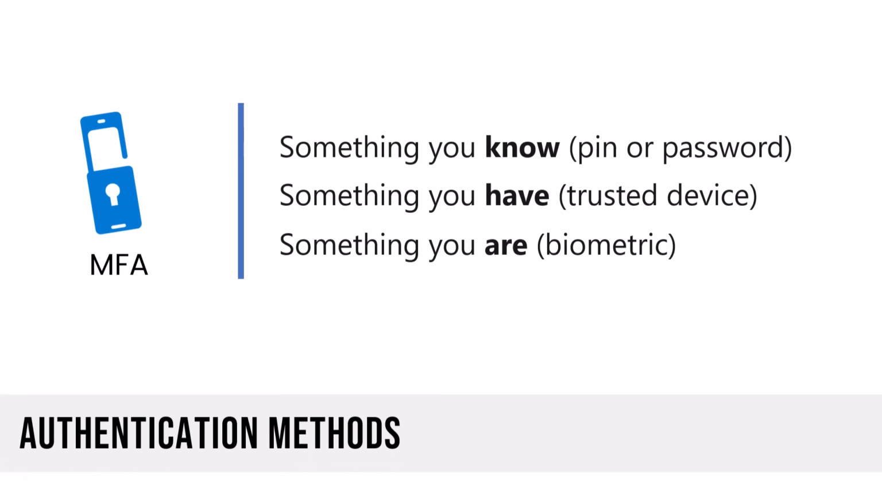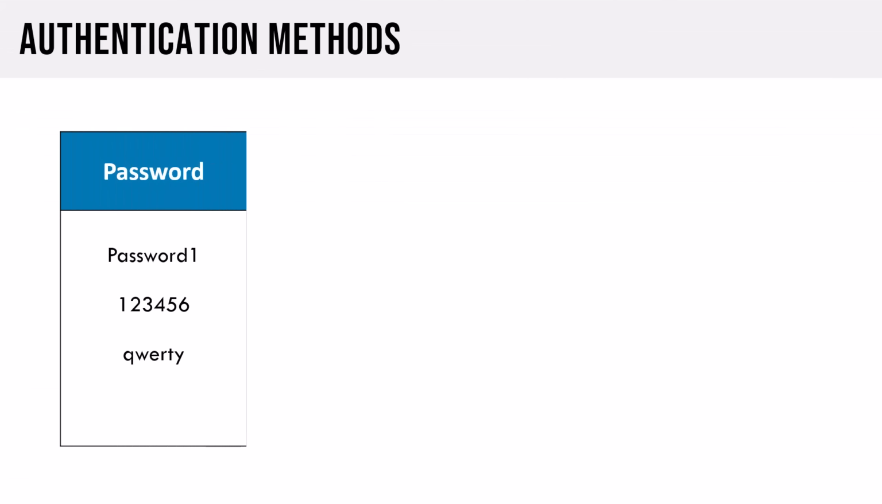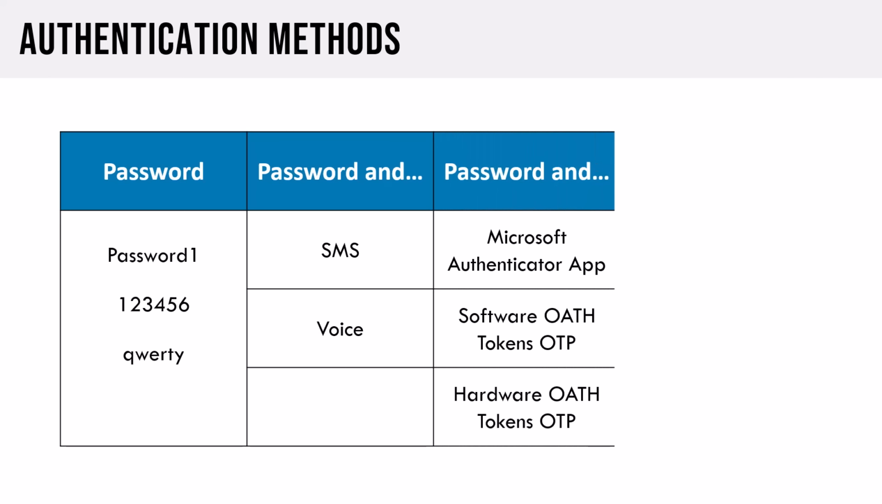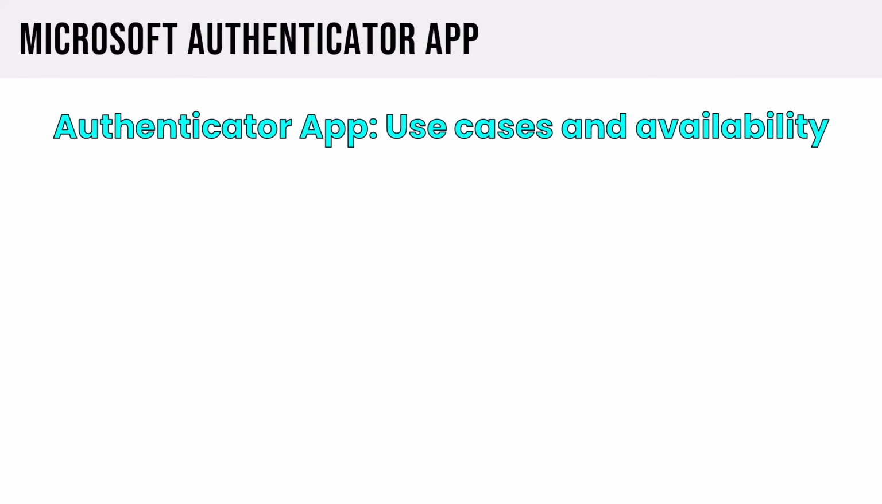So let's go a bit deeper on those authentication methods. At the most basic level, we have the password. When we think about multi-factor authentication, then we have a second factor such as SMS or even voice verification. SMS is considered to be amongst the weakest second factors and is not recommended, so Microsoft offers other additional factors such as the Microsoft Authenticator app, as well as support for software and hardware OATH tokens. Let's dig into both of these a bit further.